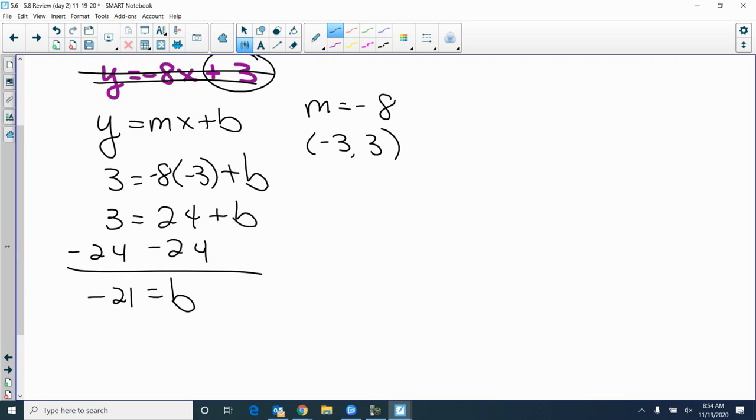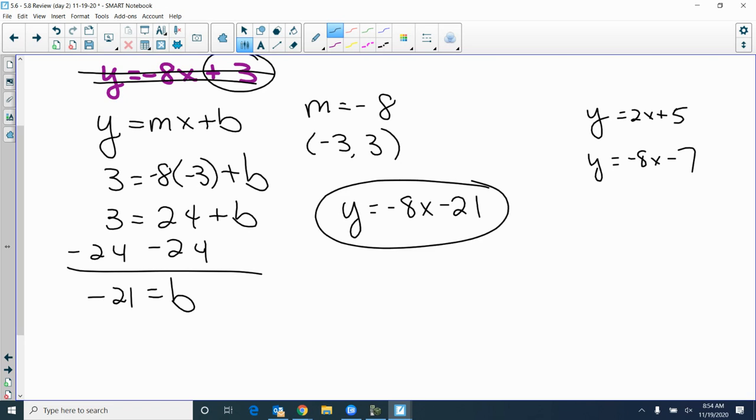Okay, we want the answer to look like y equals 2x plus 5. We want it to be like y equals -8x minus 7. That's what it needs to look like. Austin? Isn't it y equals -8x minus 21? Yes, it's y equals -8x minus 21, because we were told the slope was -8. We found the y-intercept, which was that b value, to be -21. So that's going to be the answer, yes. So that is our answer, y equals -8x minus 21.